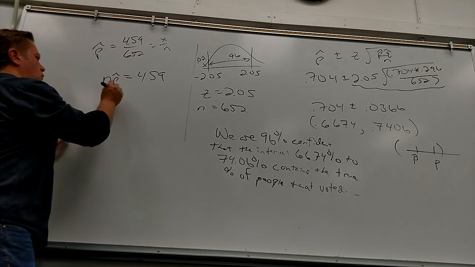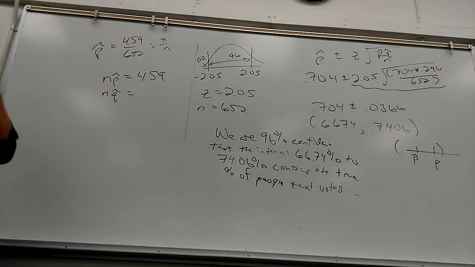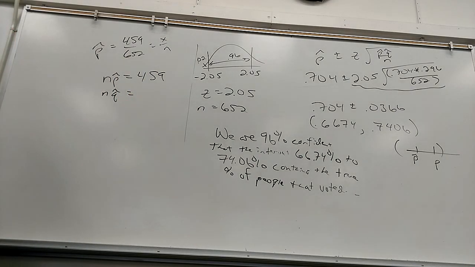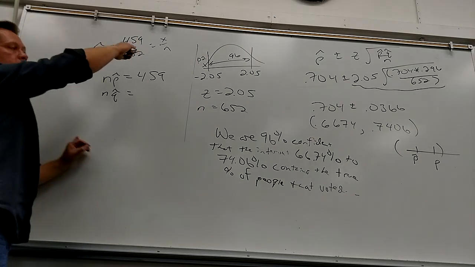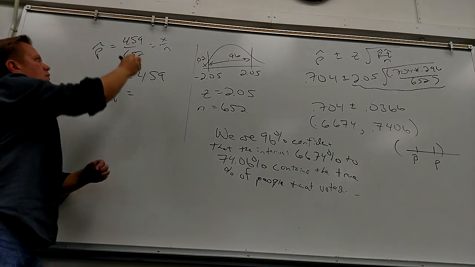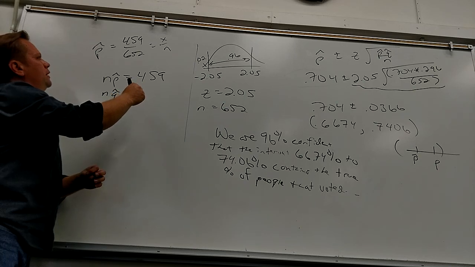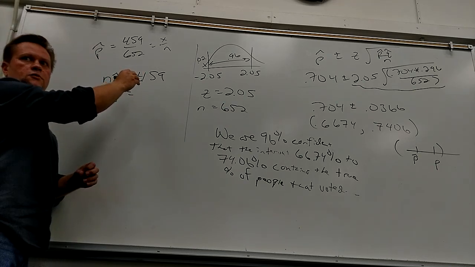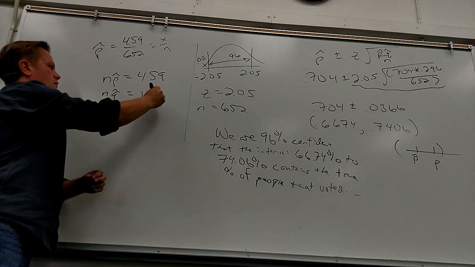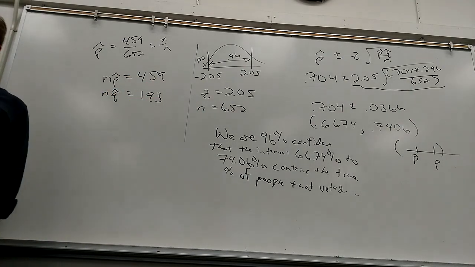So what is NQ hat going to be then? How would you calculate it? It must be the other people. They must be failures. So it'll be 193. Oh, 193, Jeff, you got it. Okay, I get there eventually.